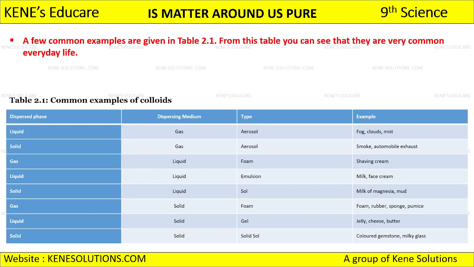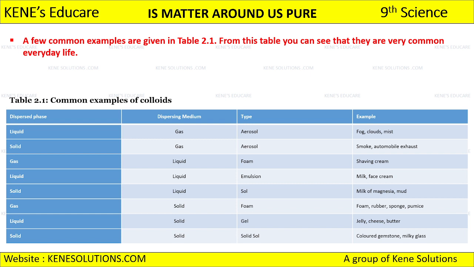So here we have a few examples which have been given in the table, and from this table we can see that they are very common in everyday life, right? So we have the dispersed phase as solid, liquid and gases, the dispersing medium, the type and examples are given, right? So the type includes aerosol, foam, emulsion, solution, solid solution, gel and everything.